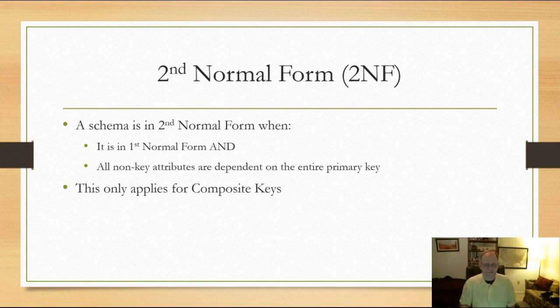Now, if an entity has only one key for the primary key and it is in first normal form, then it automatically would also be in second normal form because there is no composite key.